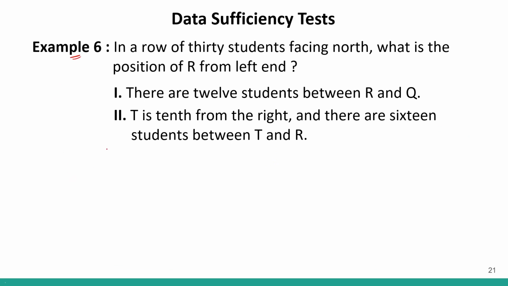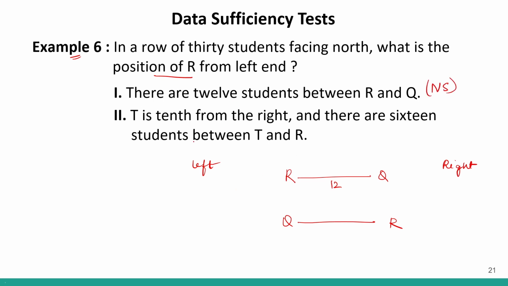Example number 6 says that in a row of 30 students facing north, what is the position of R from the left hand? So 30 students are there facing north. We have to find the position of R from left. So this will be our left, this will be our right. Correct? Now, there are 12 students between R and Q. So R can be over here, Q can be over here, or we can get this like this also. So 1 is definitely not sufficient.